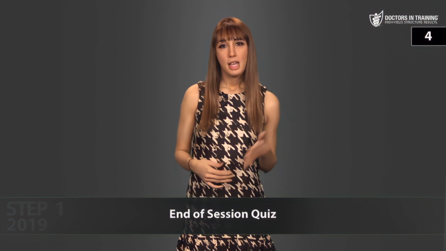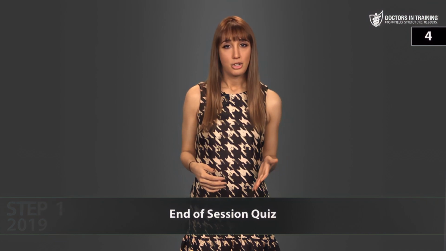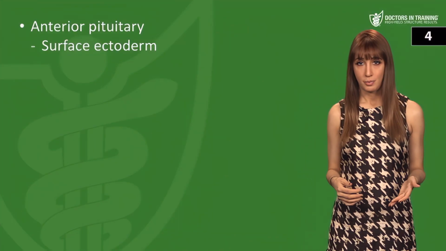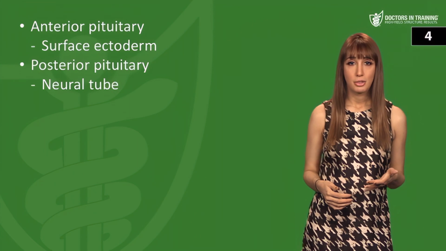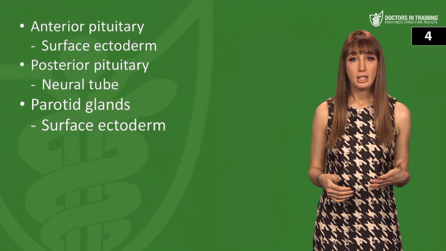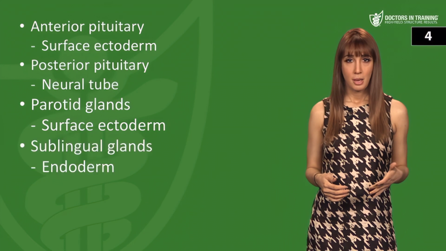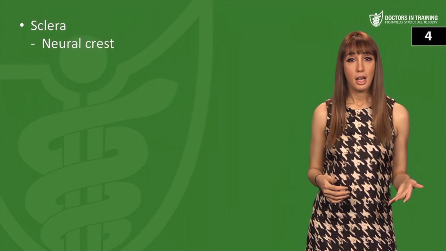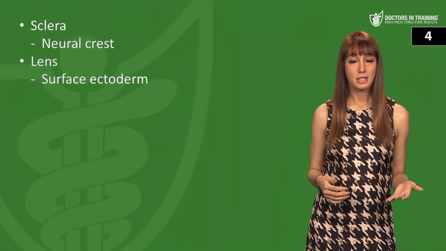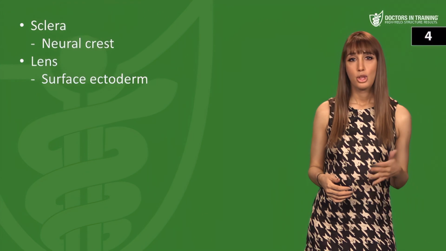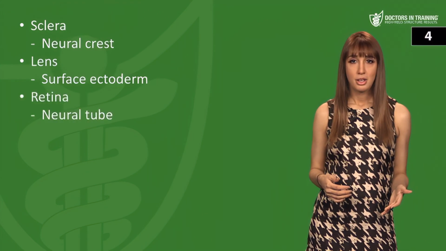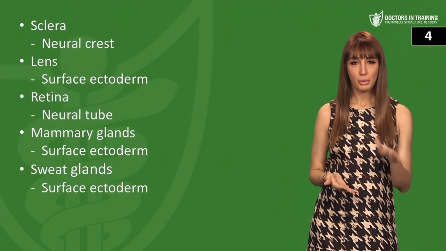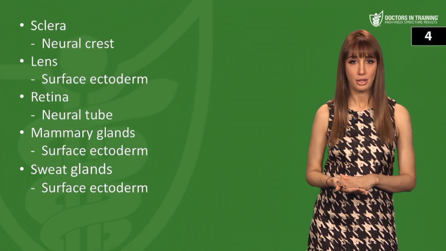Next, what is the embryologic origin of each of the following adult structures? Anterior pituitary arises from surface ectoderm. Posterior pituitary comes from the neural tube. The parotid glands come from surface ectoderm, but the sublingual salivary glands come from endoderm. The sclera comes from the neural crest. The lens comes from surface ectoderm. The retina comes from the neural tube. And the mammary glands and sweat glands come from surface ectoderm. We're going to quiz you on these several times throughout the videos.